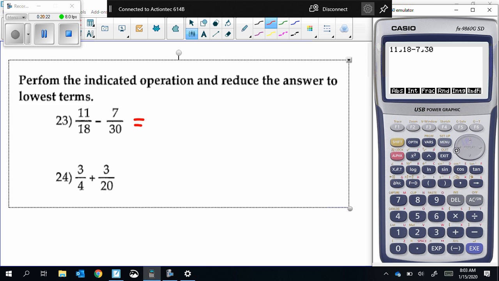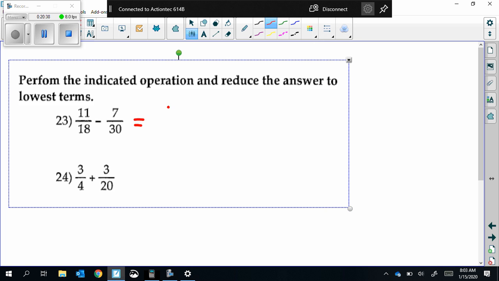Typically, I didn't do it here, but I almost always recommend that each fraction you write it inside parentheses. It helps you see the fractions better. Prevents little calculator errors. 11 over 18 minus 7 over 30. It's still the right answer, but when I type in fractions, I always recommend parentheses.